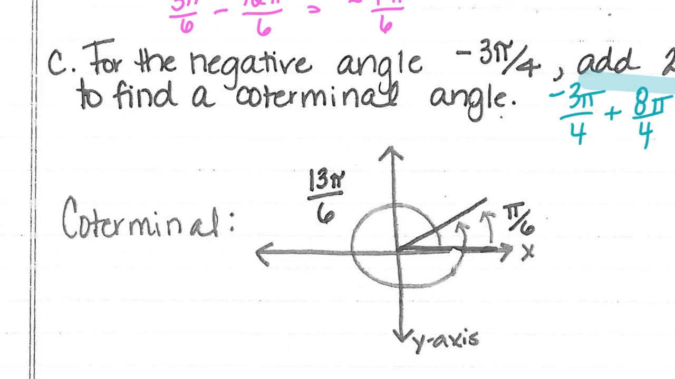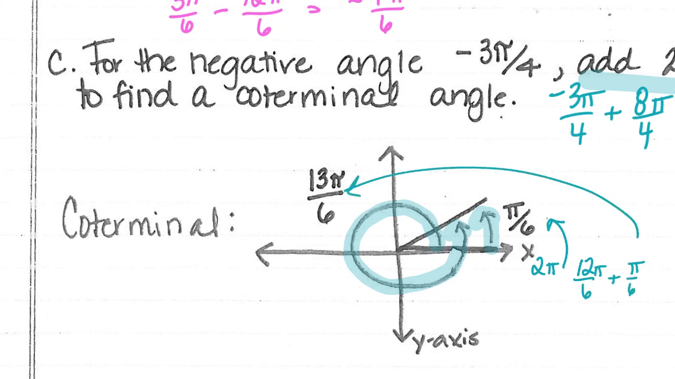So coterminal is saying if I have angle pi over 6, notice I also could call this 13 pi over 6 because I know I could go all the way around the unit circle, which is 2 pi, and then I'm going to go up 1 more pi over 6. Well, 2 pi is equal to 12 pi over 6, and if I add pi over 6 to that, those are equivalent. So we're going to talk about a lot of equivalent angles within this unit circle.